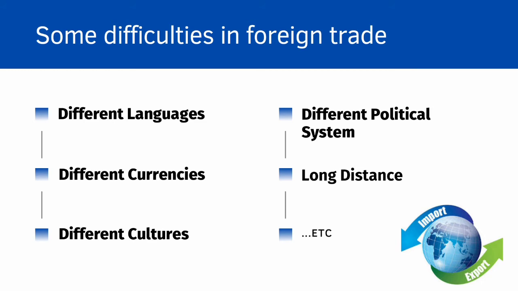Another difficulty in foreign trade is different currency. Before a Nigerian can buy goods from the United States of America, they have to convert our Nigerian naira to American dollars. You see, it brings about difficulty in foreign trade. But if it's within a country, they make use of the same currency. Another difficulty is different cultures. Culture is the total way of life of a group of people living in a specific place.